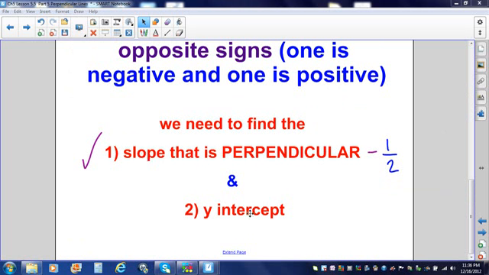The next thing we're going to do is find our y-intercept. So keep moving the chains and let's get a first down. First down!